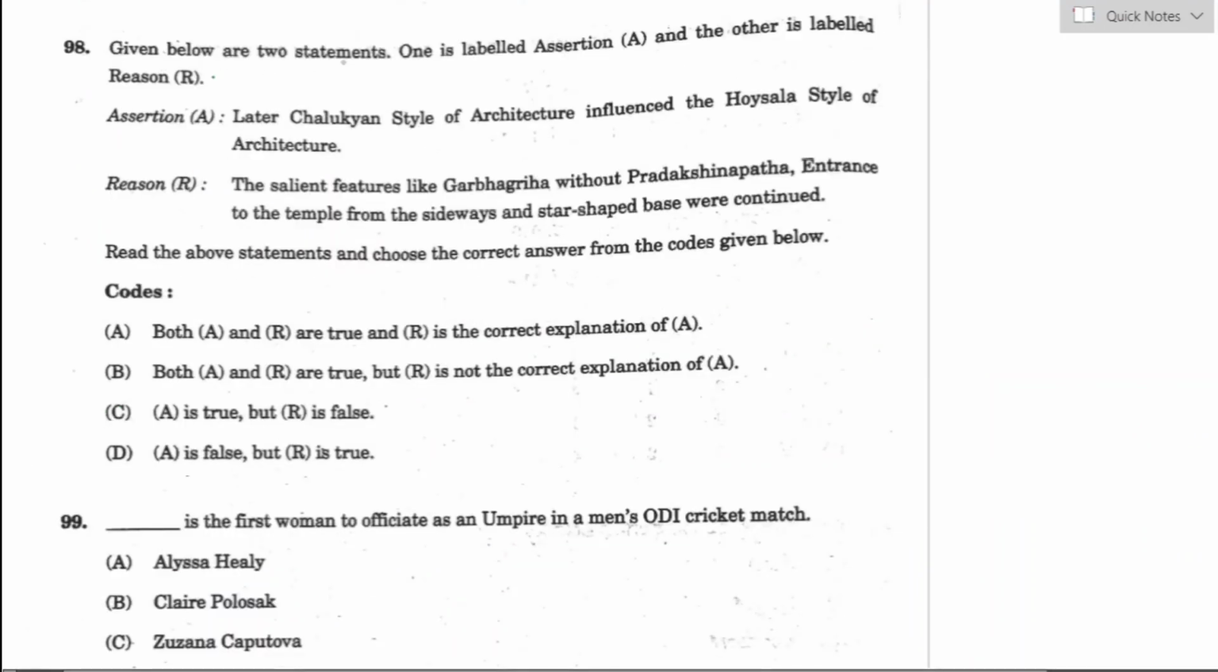Question number 98. Given below are two statements. One is labeled as assertion, the other is labeled as reason. Assertion. The Later Chalukyan style of architecture influenced the Hoysala style of architecture. This statement is true. Reason. The salient features like garbhagriha without pradakshina, entrance to the temple from sideways and star-shaped base were continued. This statement is false because they were not continued. So among this assertion and reason, A is true and R is false. Option C is the right answer.